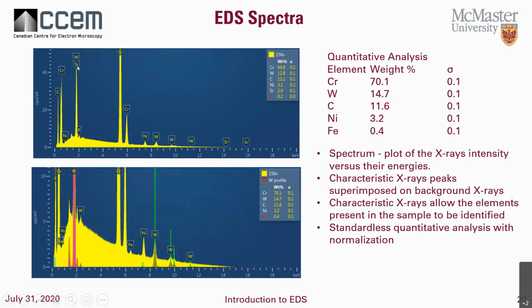It is also identified that strontium is present. Strontium is not present in this sample, even though it gives us saying there's 2% strontium. There's actually no strontium present. Usually you can confirm things like that by looking at other peaks that are supposed to show up for strontium.